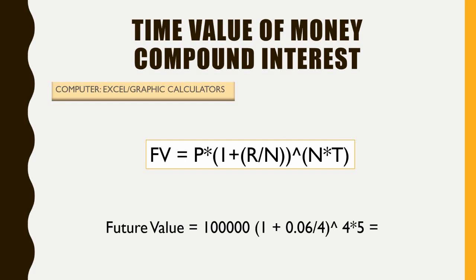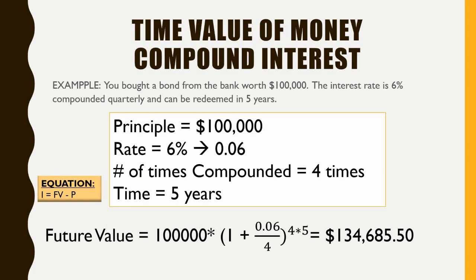So in this case, this is what you got to do. You got to plug in the 100,000. You're timesing it by 1 plus 0.06 divided by 4. Okay? And then you're going to raise this whole entire thing to the nth power, which is going to be 4 times 5. So 20. Okay? To the 20th power. Because what it's essentially doing is it's taking this amount and it's multiplying it upon itself, upon itself, upon itself. Okay? Now, once you've done that, you should be able to get a total of $134,685.50. Okay?